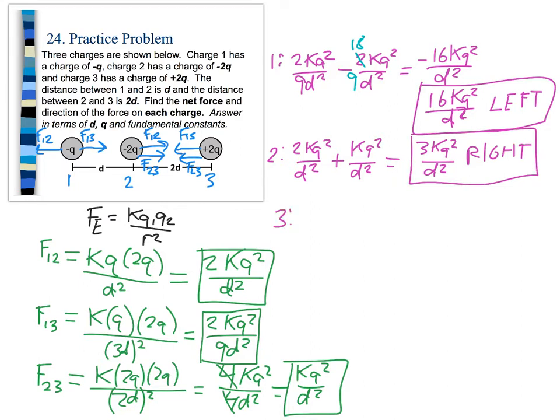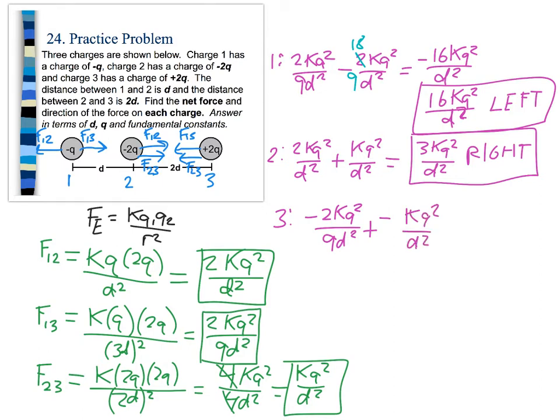Lastly, I'm going to combine the two forces acting on charge 3 here. So that's F13 and F23. F13 is 2kq squared over 9d squared, and since it's going to the left, I'm going to make it negative, plus the force between 2 and 3 also going to the left, so I'm also going to make that negative, kq squared over d squared.